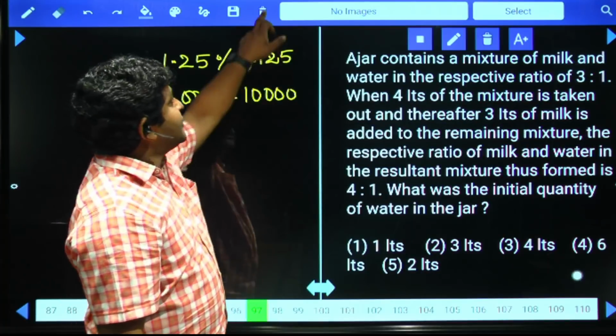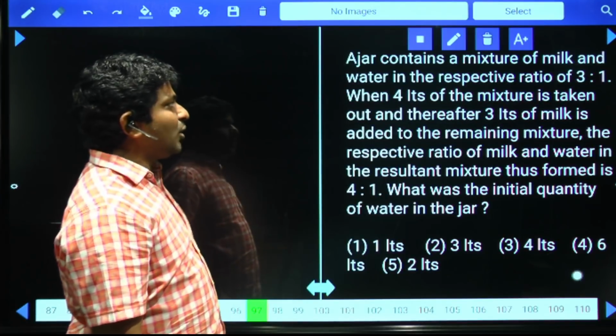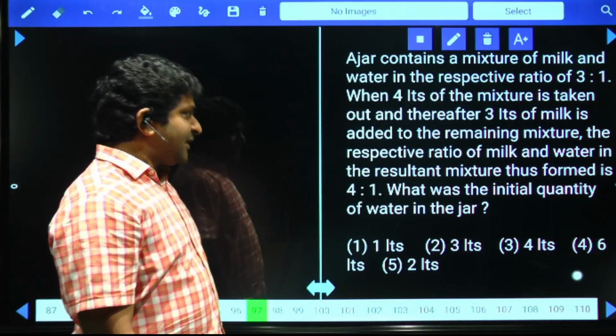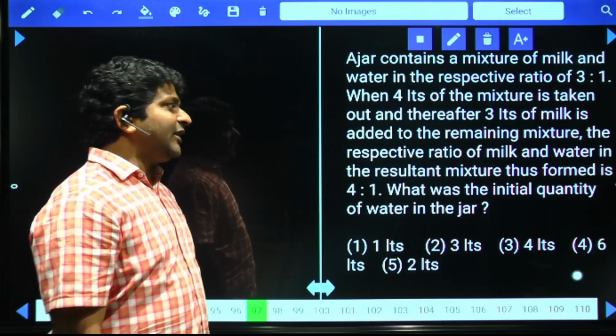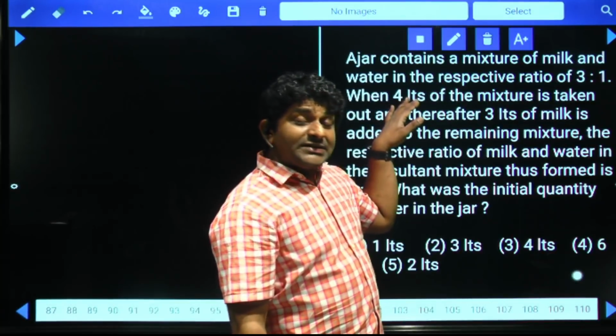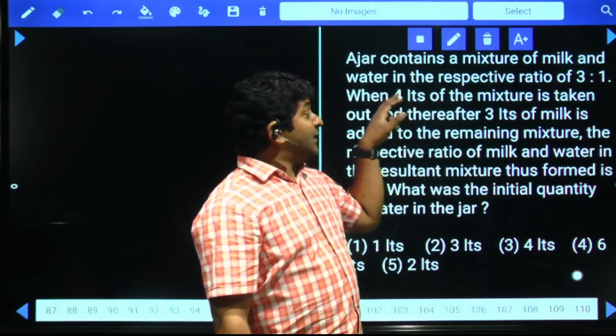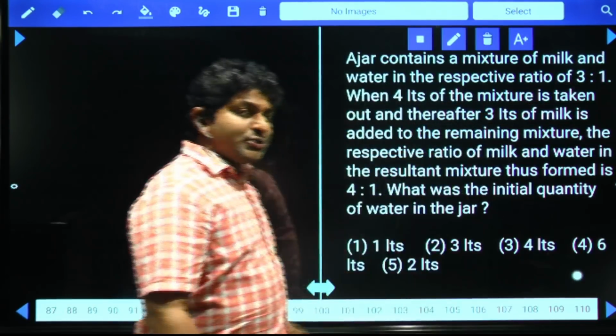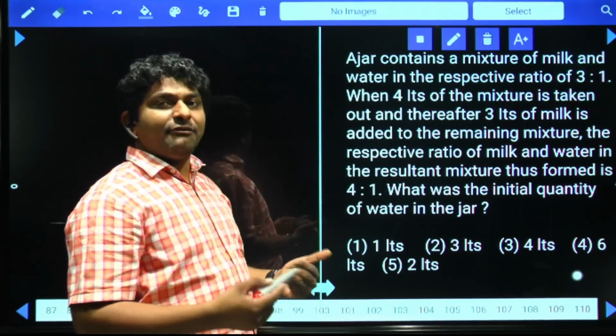A jar contains a mixture of milk and water in the respective ratio 3:4. When 4 liters of this mixture is taken out and thereafter 3 liters of milk is added. When you take 4 liters quantity from the mixture, this 4 liters also should have milk and water in the ratio 3:1. So 3 liters of milk goes out, 1 liter of water goes out.